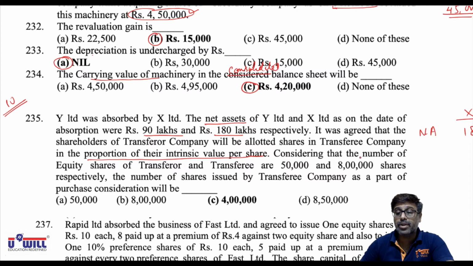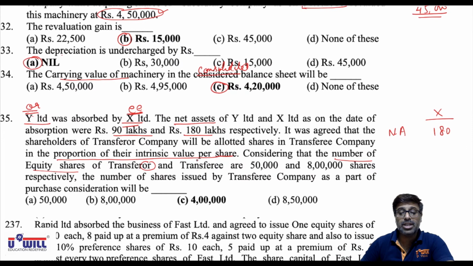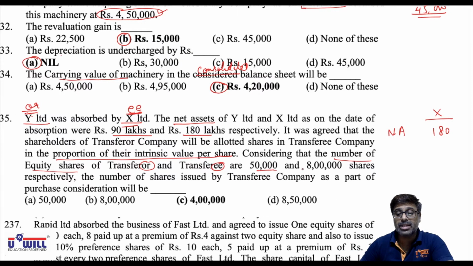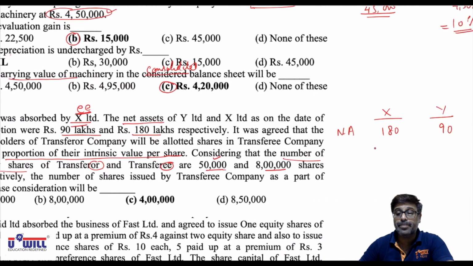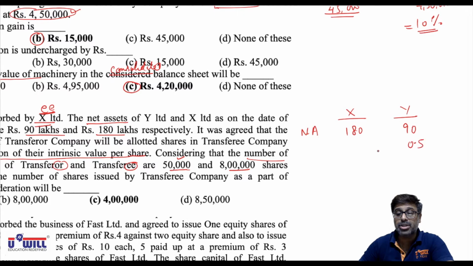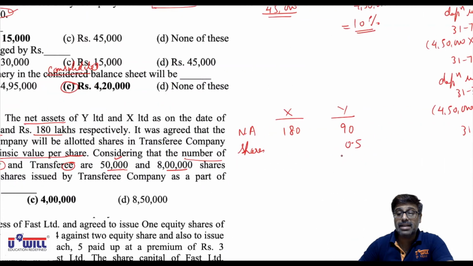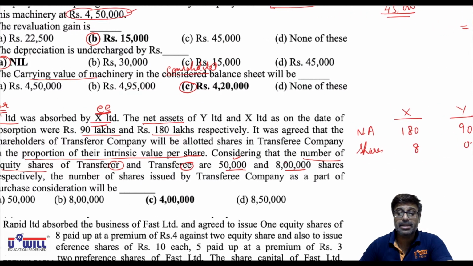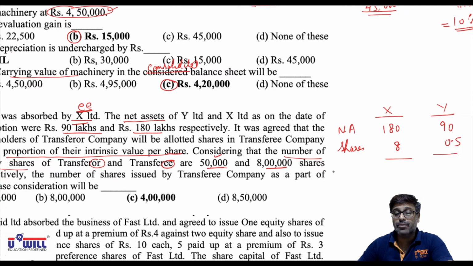Considering the number of equity shares of the transferor: Y Limited was absorbed by X Limited, which means Y goes into liquidation, that is the transferor company, and X is purchasing the business, that is the transferee company. The number of equity shares of transferor and transferee company are 50,000 and 8 lakhs. 50,000 is of the transferor company, that is Y Limited, so I can write 0.5 lakhs shares, and 8 lakhs are the shares of the transferee company X Limited. So what would be the intrinsic value of shares?